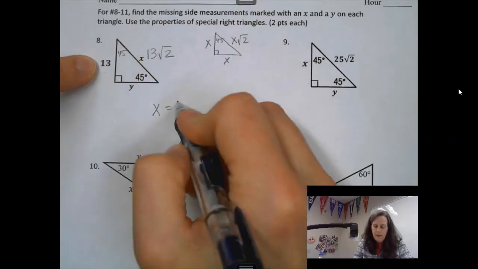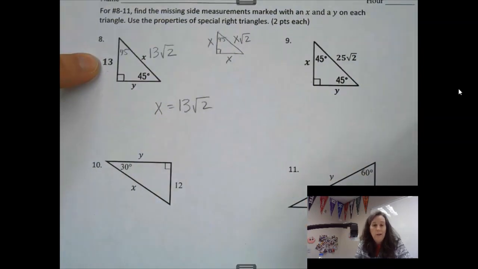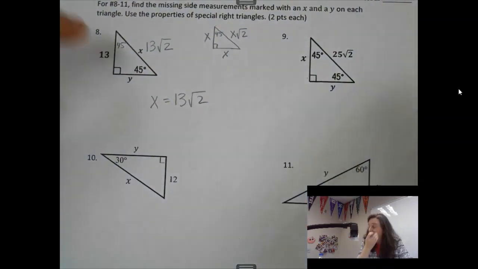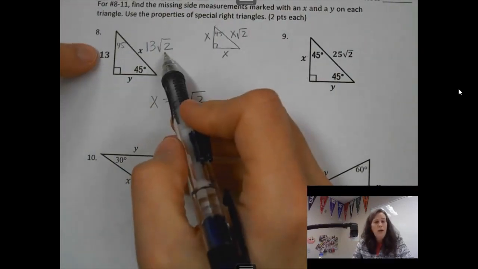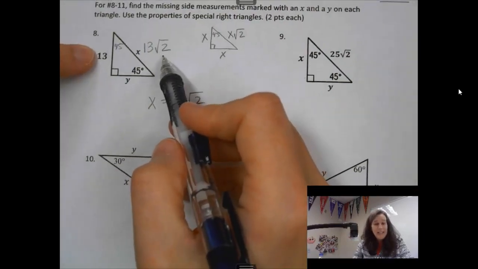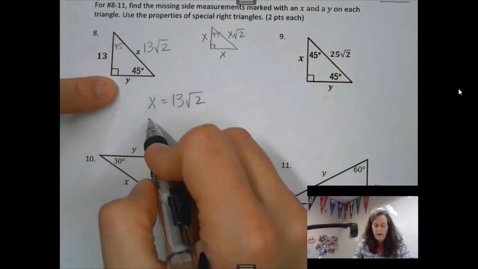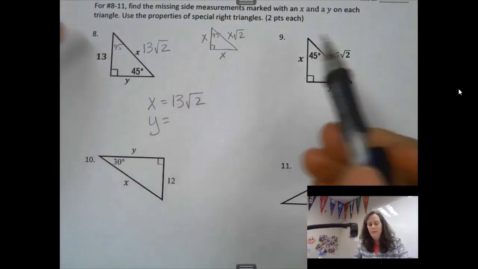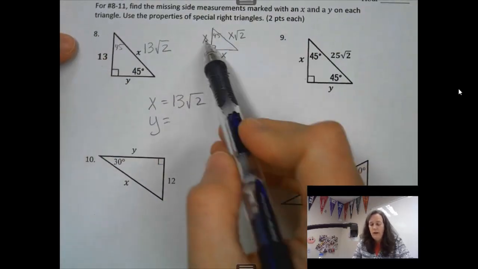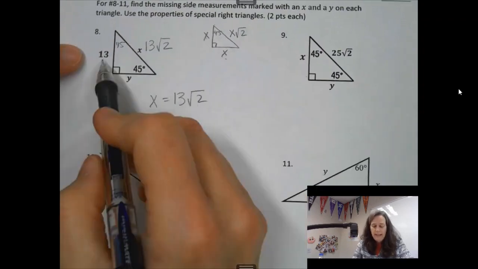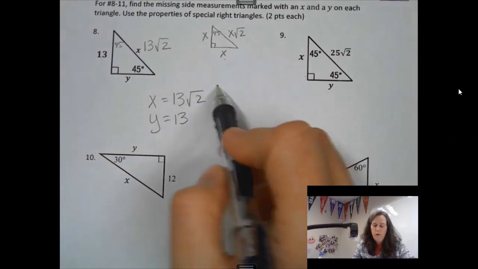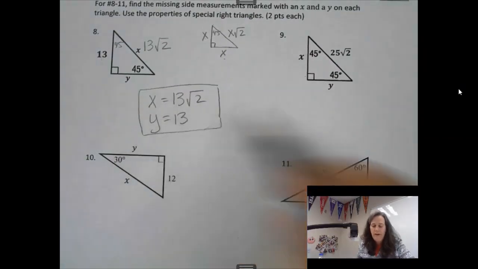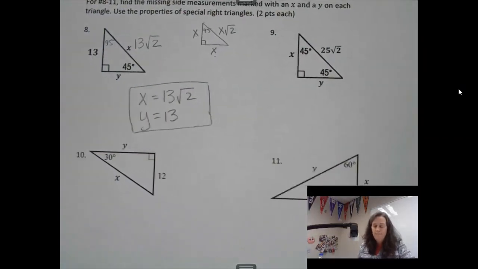That's what that would be, 13 times the square root of 2. So if you've memorized the relationships here, that's not even that tough of a problem, right? We're just combining it with the square root of 2. We also need to figure out y. And we said the two legs are always the same. So if that leg is 13, this leg is 13. Those will be the two answers for the 45, 45, 90 problems.